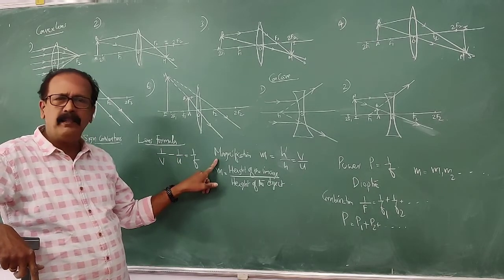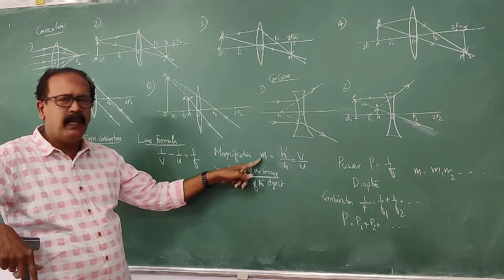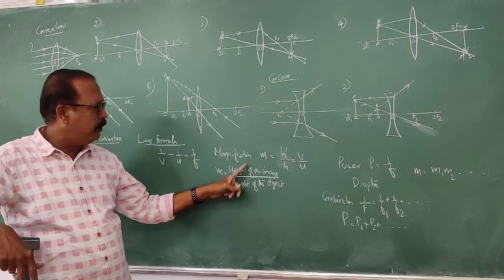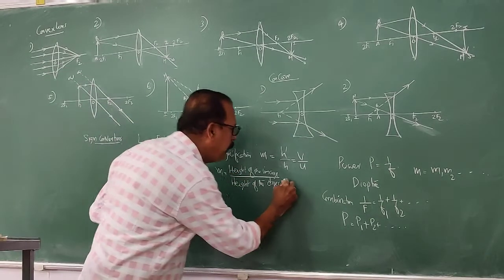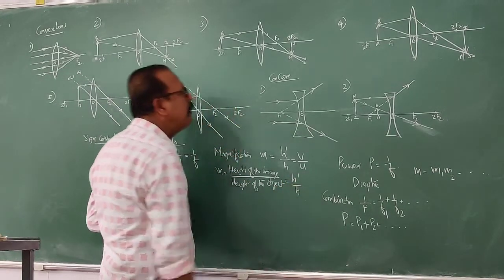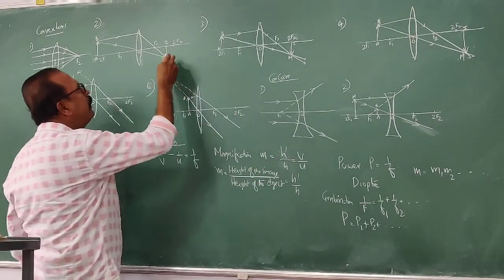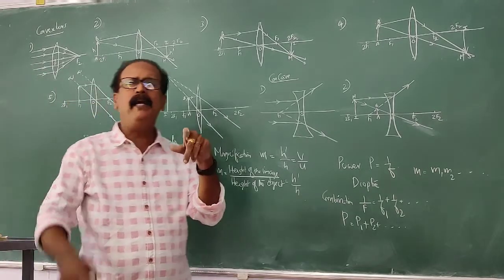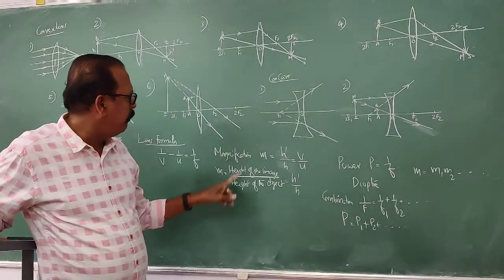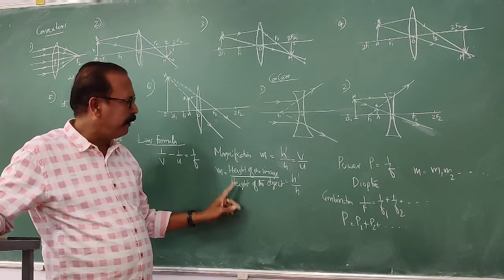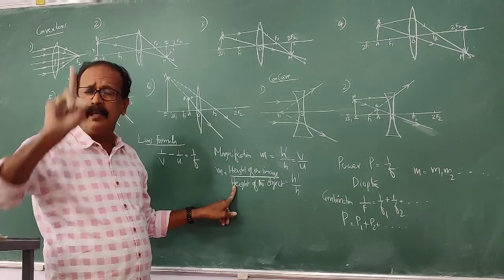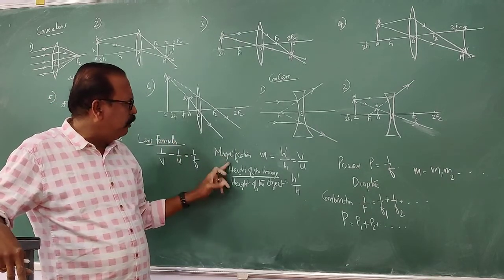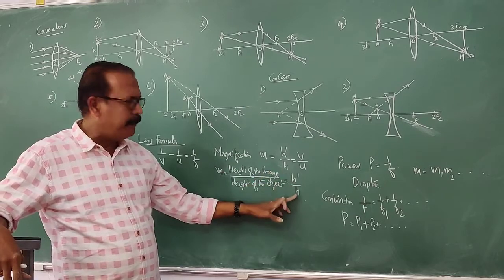Now magnification again. What is magnification? It is the ratio between height of image and height of object, which will be represented as h dash by h. If I represent the height of the image as h dash and the height of the object as h, then h dash by h is magnification. It's also called linear magnification, magnification in length.